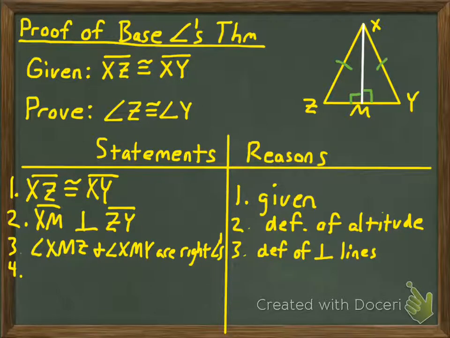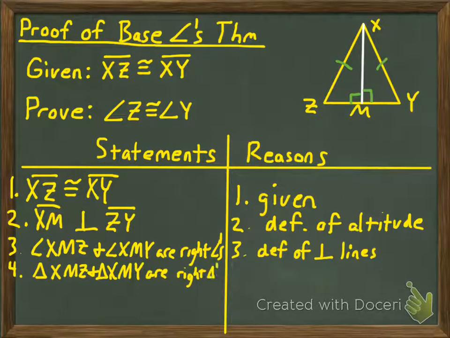And remember, I'm going with this right angles thing because to use HL, you got to prove that two triangles are right triangles, and that's what I'm going to say right now, is that triangle XMZ and triangle XMY are right triangles, based on the definition of right triangles. Now, I've proven that the hypotenuses are congruent in this statement. I've proven that the triangles are right triangles. I still got to prove that they have a pair of congruent legs.